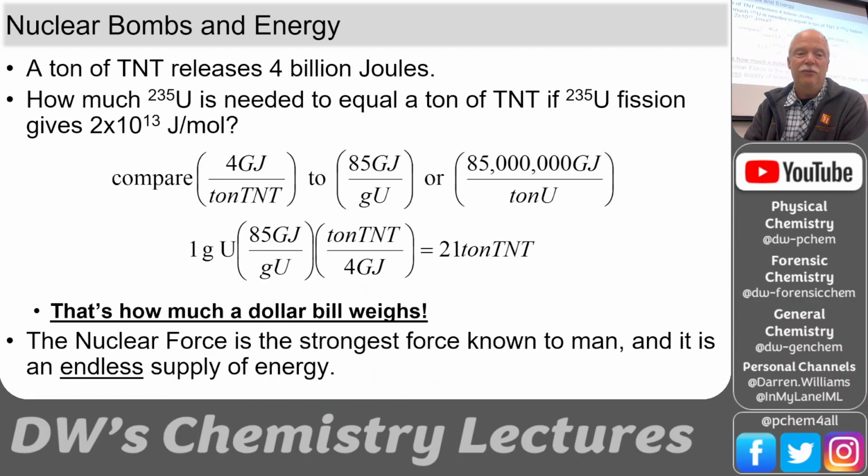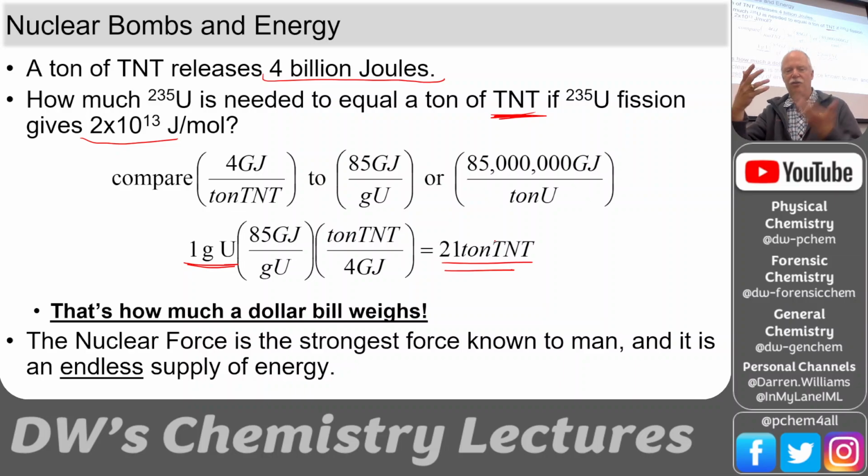If we were just to take a ton of TNT, it releases 4 billion joules. That's why we talk about yields in terms of kilotons of TNT. So this is an energetic chemical reaction, trinitrotoluene. How much uranium-235 is needed to equal a ton of TNT if uranium-235 fission gives 2 times 10 to the 13 joules per mole? And so 1 gram of uranium would be 21 tons of TNT.